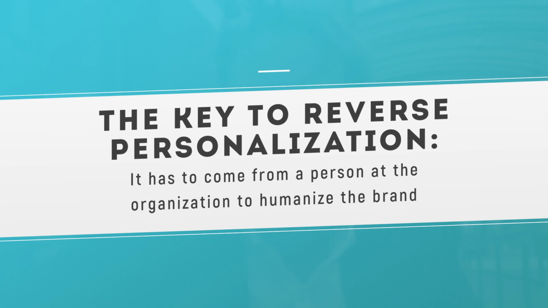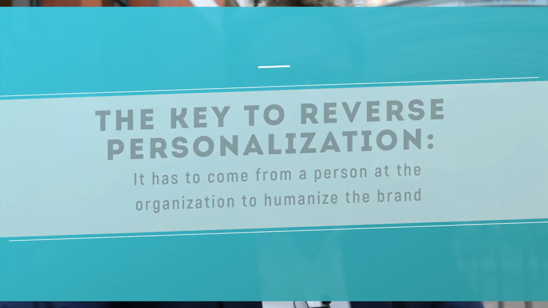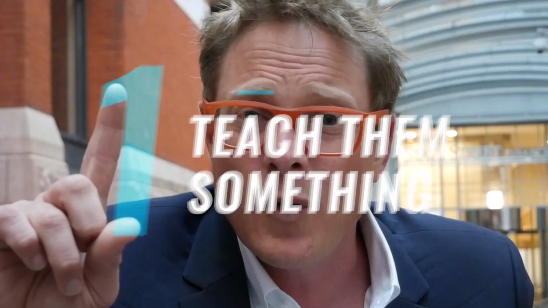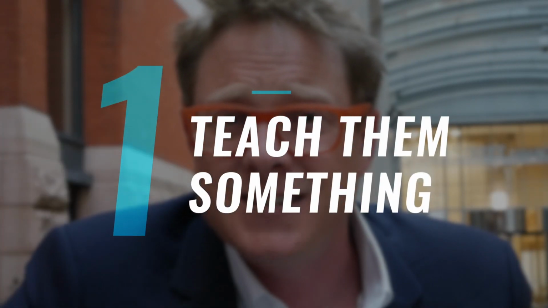You see, the key is it has to come from a person at the organization to humanize the brand. Introduce me to a person that I can build a relationship with through that email. So number 1, we can use reverse personalization to teach our audience something after they've committed to anything. And it must come from a person.